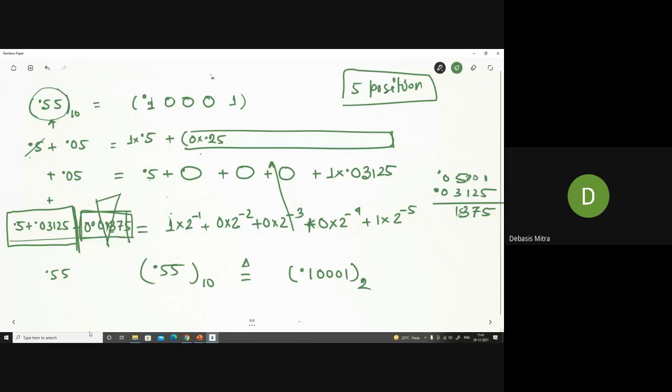You may show that just by converting this binary into decimal again, then we can easily see how much we are getting here instead of 0.55. And the difference is what we are losing. Depending on this limitation of the number of positions we are considering, if we are ready to consider more positions, then maybe our loss will be less. But there will be some losses in some cases. 0.875.